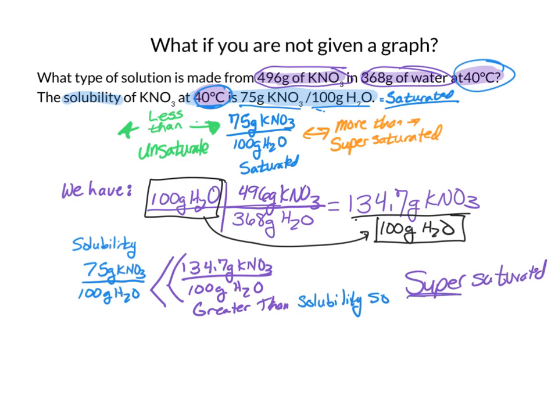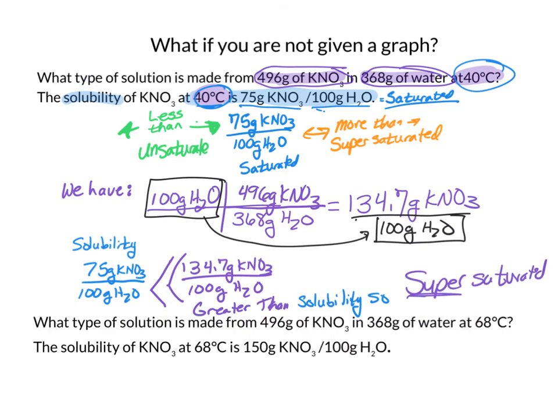If I asked this same question but asked for it at 68 degrees Celsius, you couldn't do it without a graph, or if I told you what the solubility of KNO3 is at 68 degrees Celsius. So if I told you that that solubility was 150 grams of KNO3 per 100 grams of water, at 68 degrees Celsius, what kind of solution do you have if you have the 496 grams of KNO3 and 368 grams of water? So now we're going to be looking at that at 68 degrees Celsius.